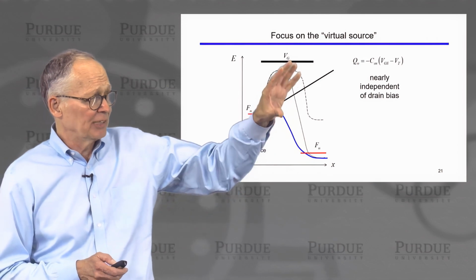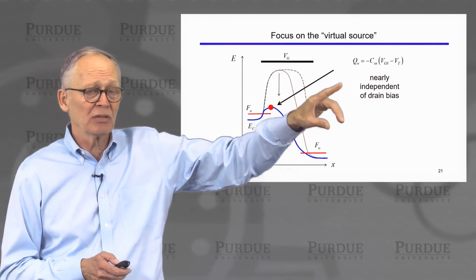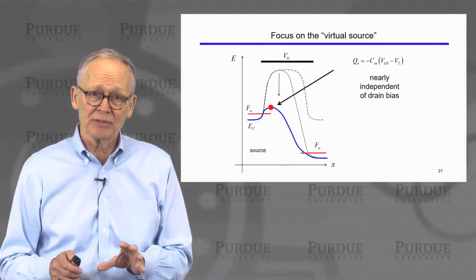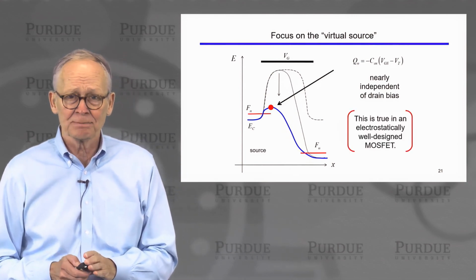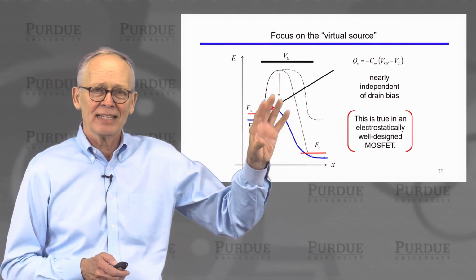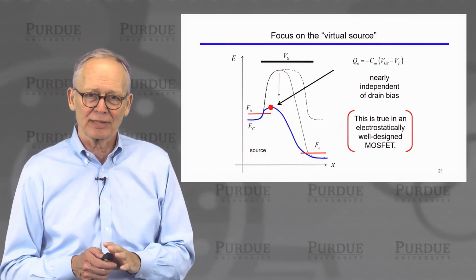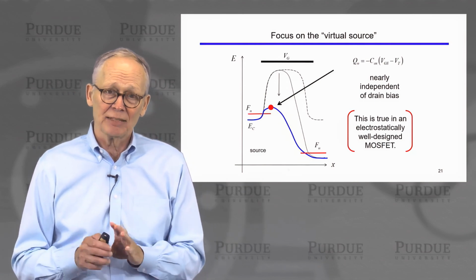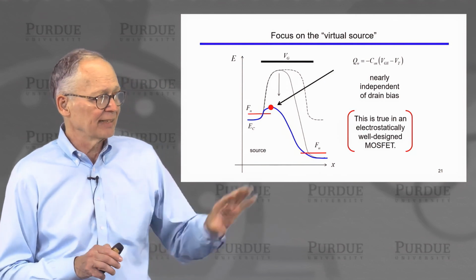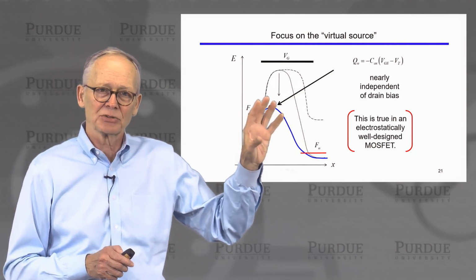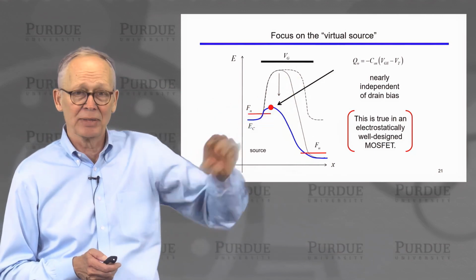Now, I'll point out that as we increase the drain bias and sweep it from small to large, in a well-designed transistor, this is nearly independent of the drain voltage. There'll be a small amount of DIBL, but hopefully a manageable amount. And all of this is only true if we have designed the transistor carefully and appropriately from an electrostatic perspective. That's really the major job of the transistor designer, is to design the electrostatics such that the charge at the virtual source is a simple, nearly constant value that is given by this expression.